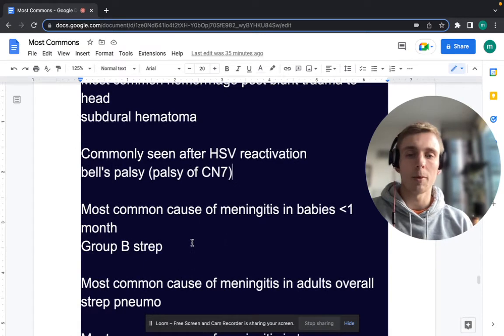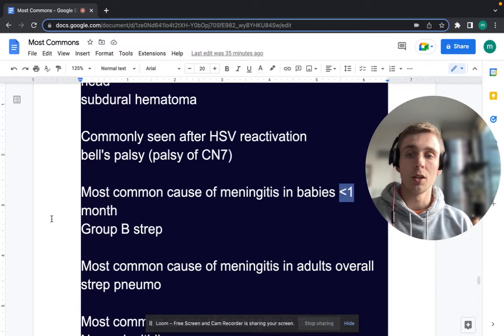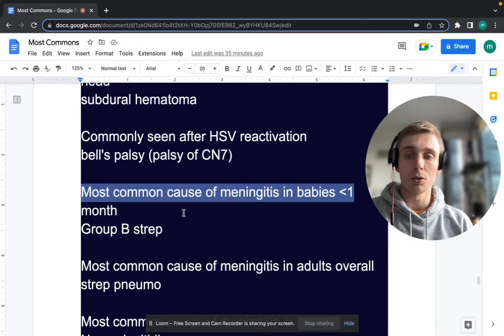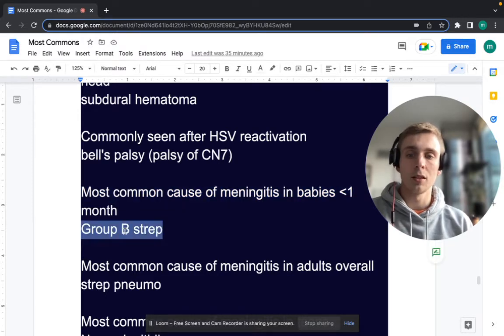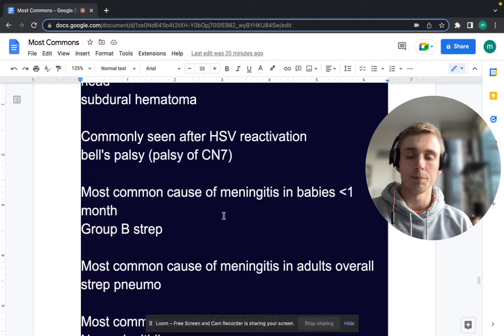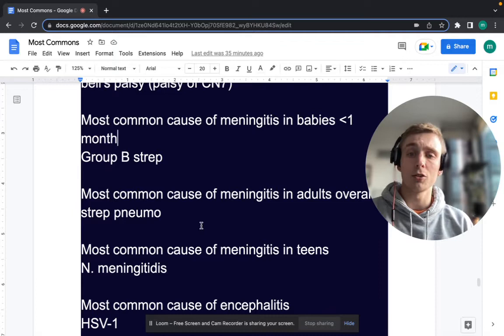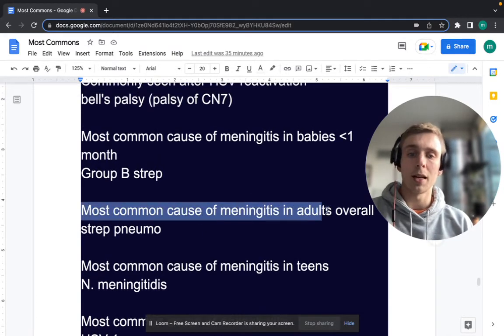How about the most common cause of meningitis in babies under 1 year old? That's going to be GBS, Group B strep. Group B strep is the most common cause of meningitis in babies under 1 year old. How about the most common cause of meningitis in adults overall? That is actually strep pneumoniae.